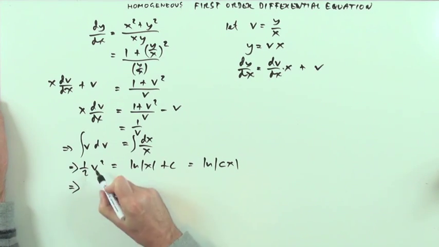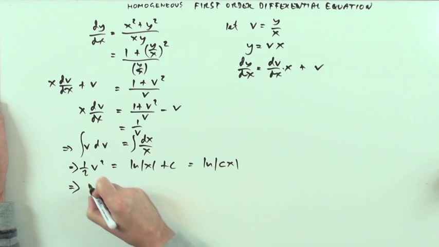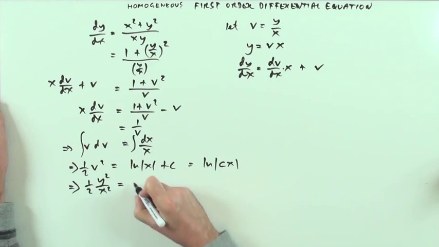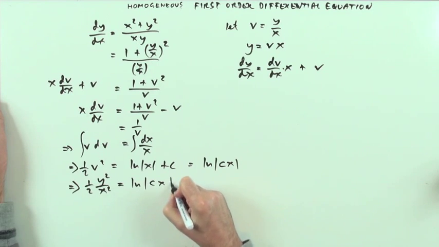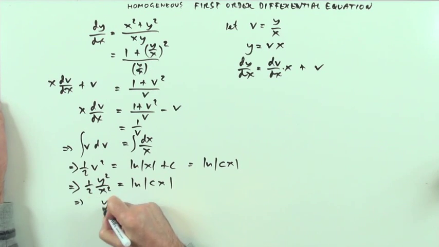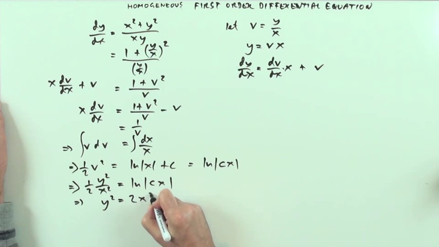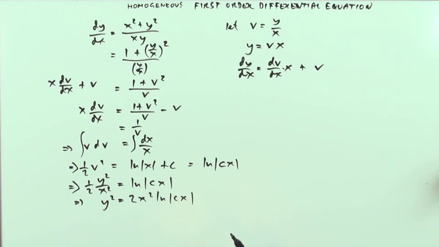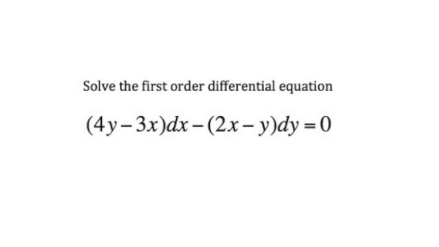Then, what was v? v was y upon x, so I've got half of y squared upon x squared equals ln cx. And then finally, y squared equals 2x squared ln(c)(x). Right, that was that one. Now let's try a longer example then.